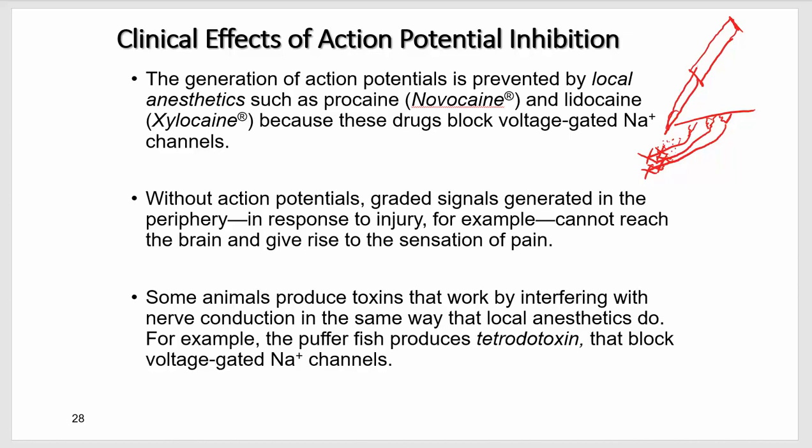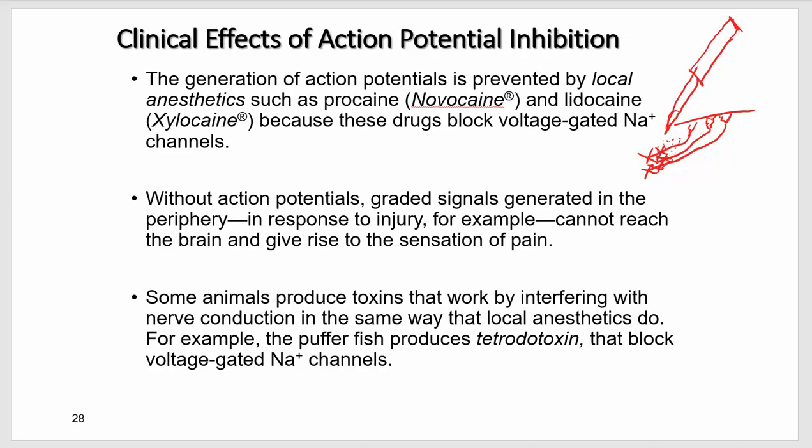So without action potentials, graded signals generated in the periphery in response to injury, for example, cannot reach the brain and give rise to that sensation of pain. It's not going to move through. Even if it's myelinated, you still have the voltage-gated channels that are passing that signal in the nodes between the myelin.